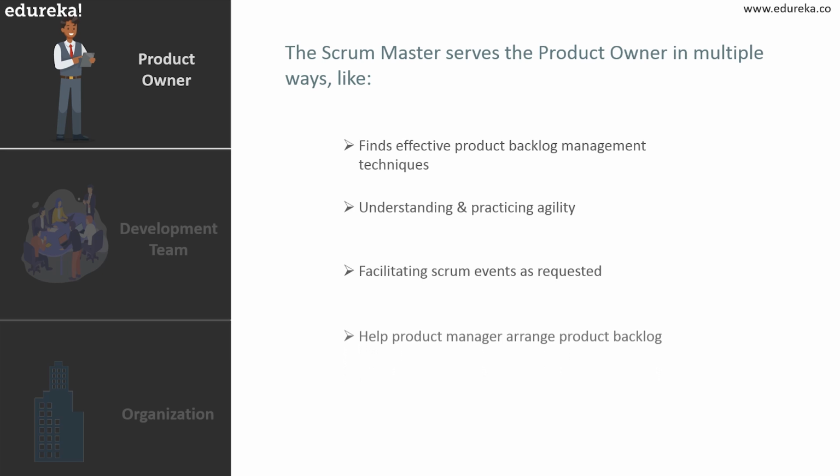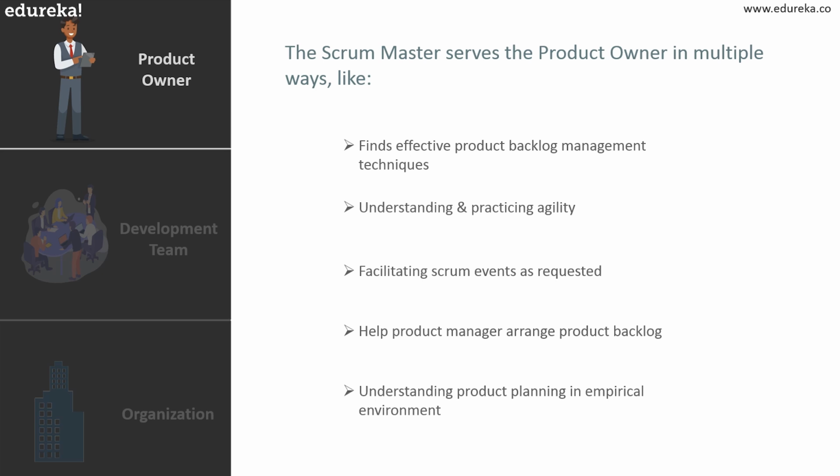He also helps product owner understand and practice agile principles very thoroughly. He makes sure that the goals and the scope of the project are understood by everyone in the team. This way, the product backlog, which is owned by the product owner, is in perfect shape. Lastly, he also imparts the understanding of product planning in an empirical environment. So naturally, a Scrum Master is adept at being agile and can practice agility.